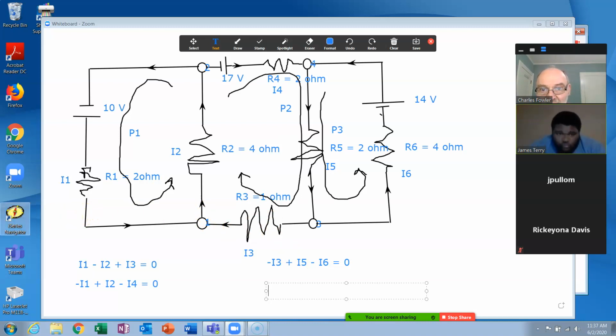Okay. So let's look at junction 4 up here. You got I4 coming in, so that's a plus I4. You got I5 going out, so that's a minus I5. And then you got I6 coming in, so that's a plus I6. And that's equal to 0.